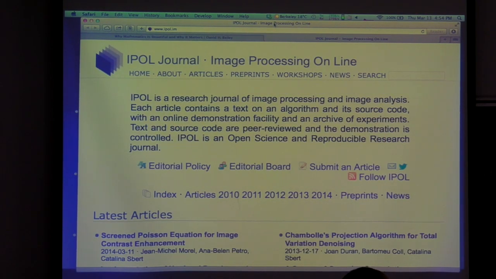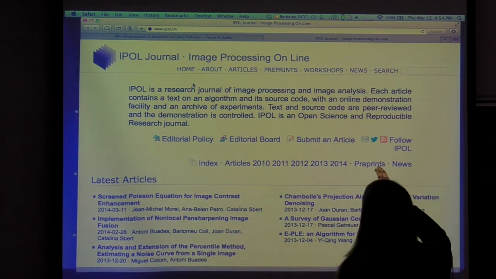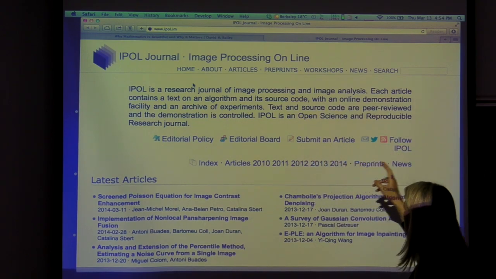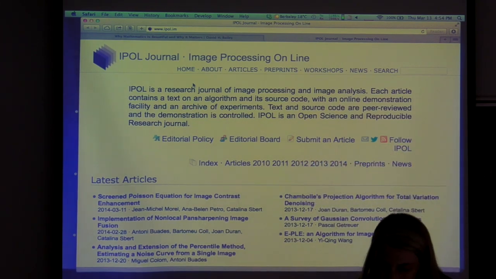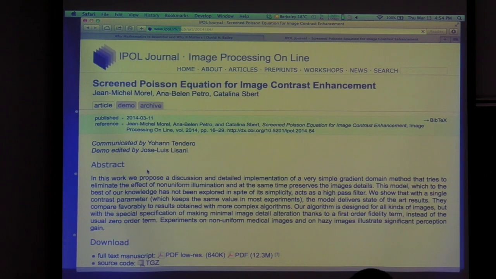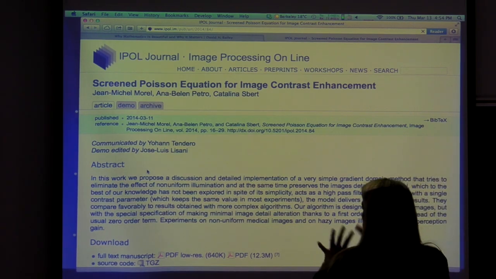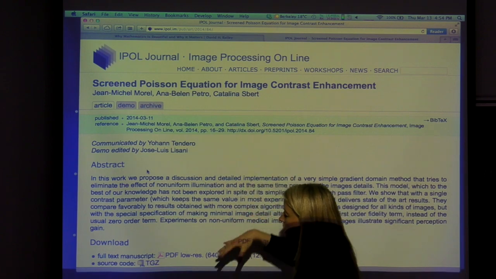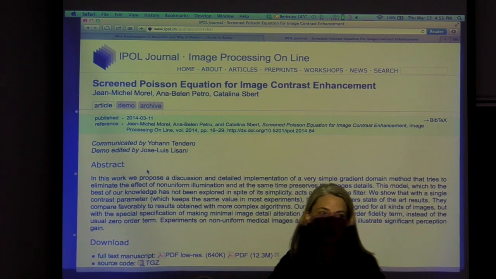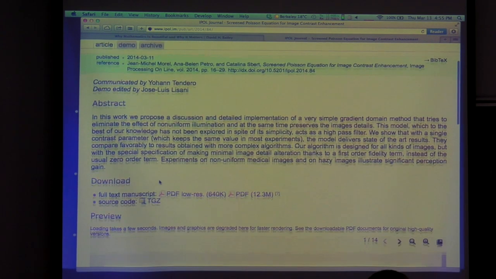See if I can make this a bit bigger. So IPOL is a research journal of image processing and image analysis. Each article contains text on an algorithm, the source code, and an online demonstration facility. It's easiest if I just show you. Okay, so I just picked the first paper that was in the list here. Every paper will have a page like this, and you can download the PDF and also the source code here. So they're intimately linked on the paper and not appearing anywhere else.